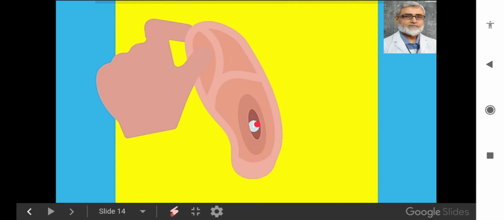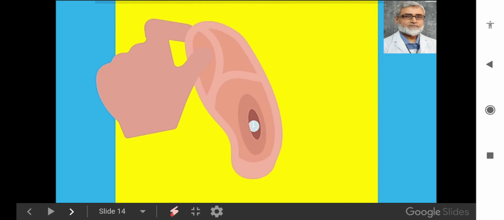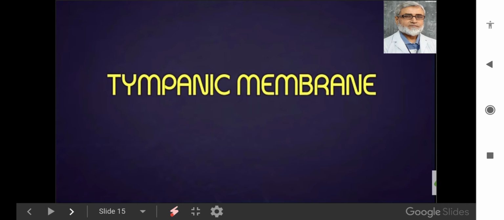So just before this, see here, it is a black spot, a black area. You cannot visualize the tympanic membrane clearly, but as you pull the auricle, you can have a very clear view of your tympanic membrane. So come to the next. Now regarding the tympanic membrane, it divides the external ear and middle ear. This is the dividing line.